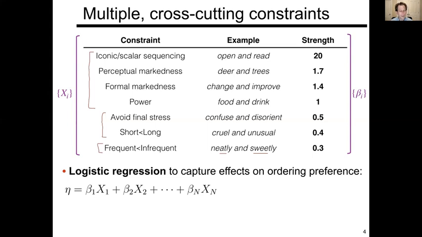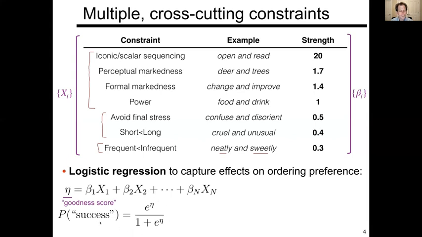Once those are combined, we wind up with a goodness score. That's often called eta in the logistic regression literature. And we convert that goodness score to a probabilistic prediction about which ordering is likely to be preferred by passing it through what's called the logistic activation, or sometimes sigmoid activation function.